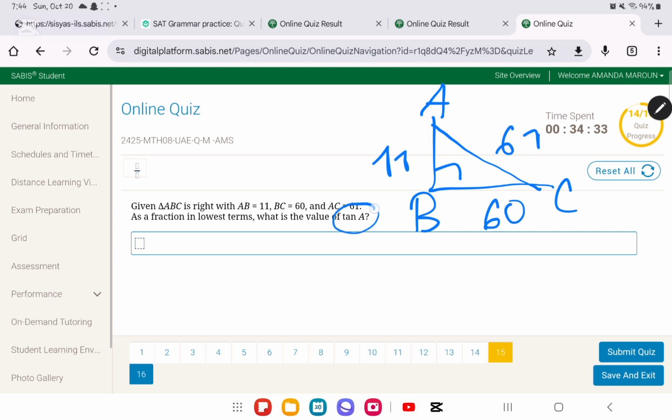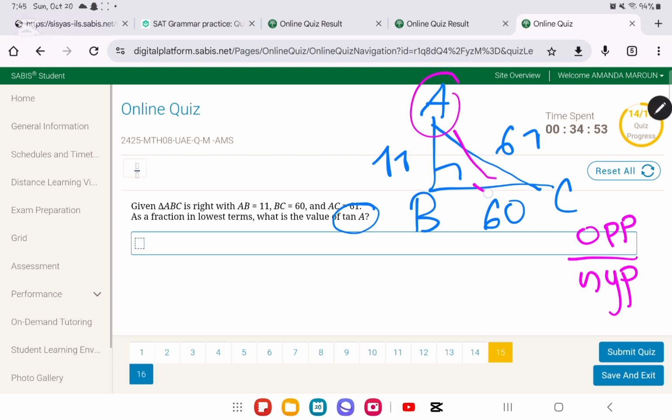Now they need the tangent of A. We know tangent is opposite over adjacent. So you can either do that or you can do sine over cosine. Definitely doing sine over cosine is longer. So tangent will be what?